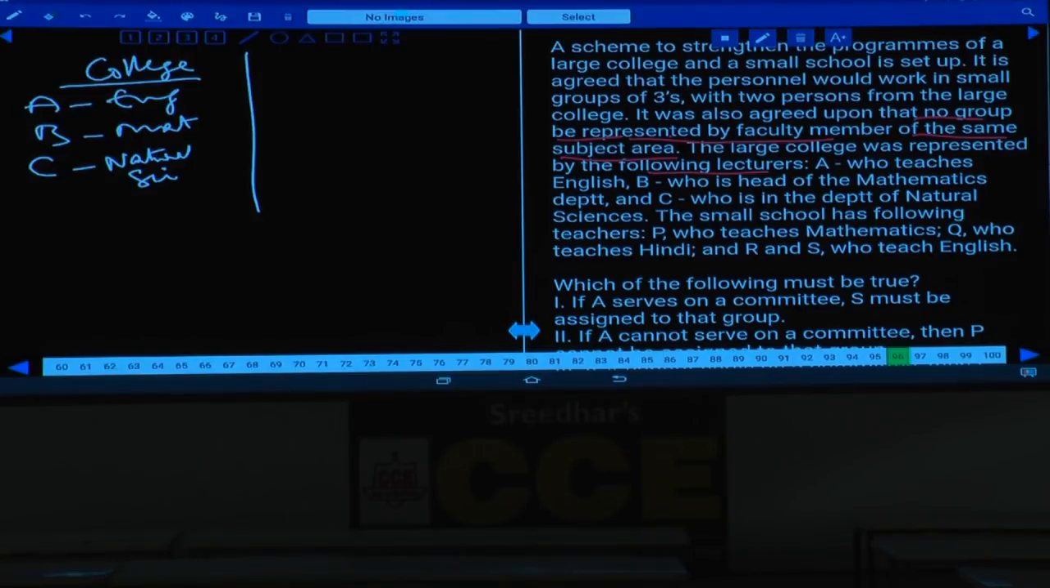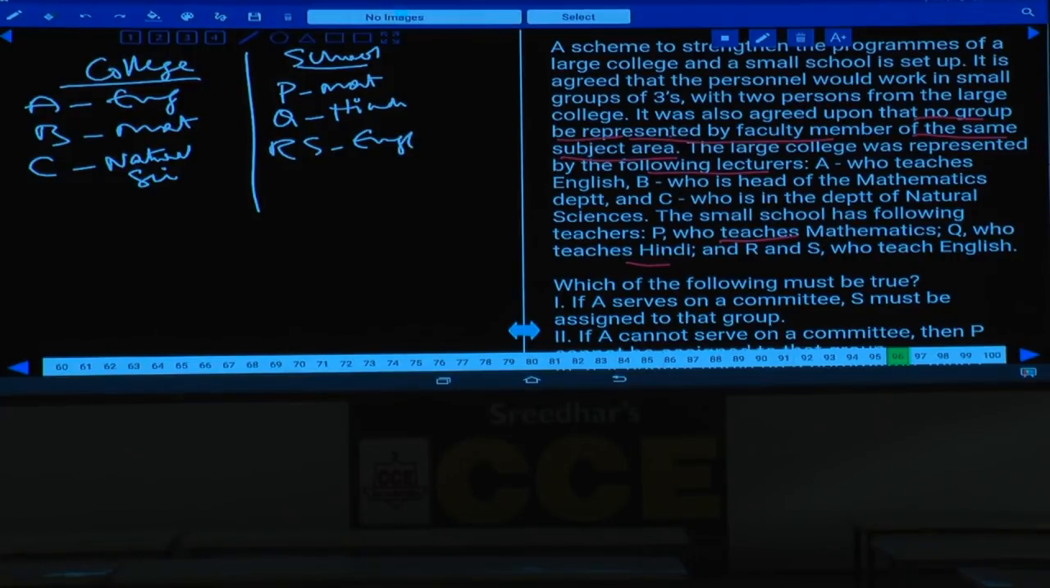N from the school, and the small school has the following teachers. P teaches mathematics. Q teaches Hindi. R and S teach English.